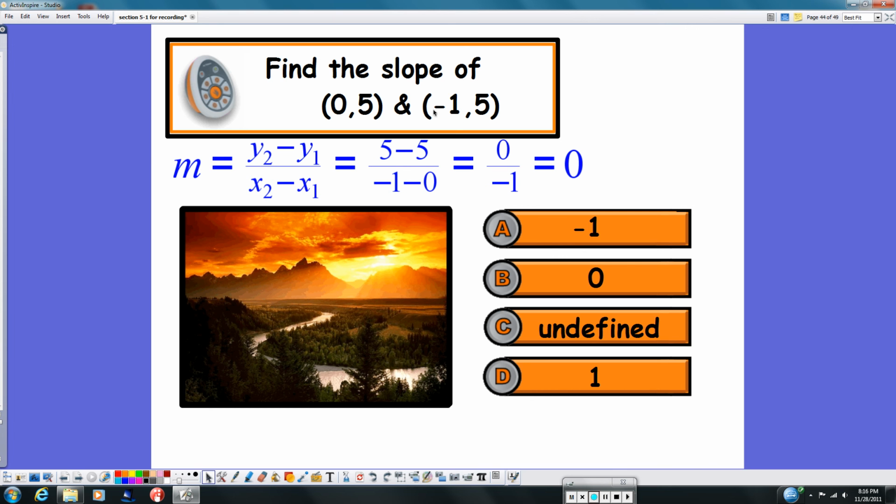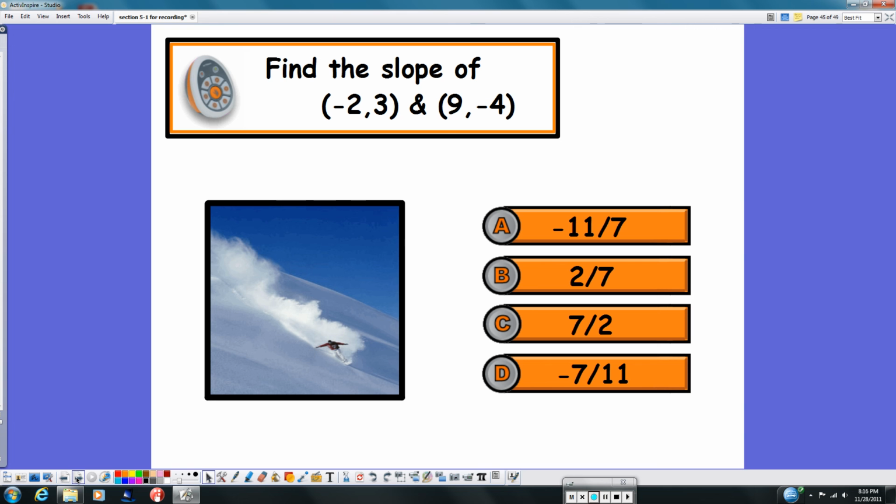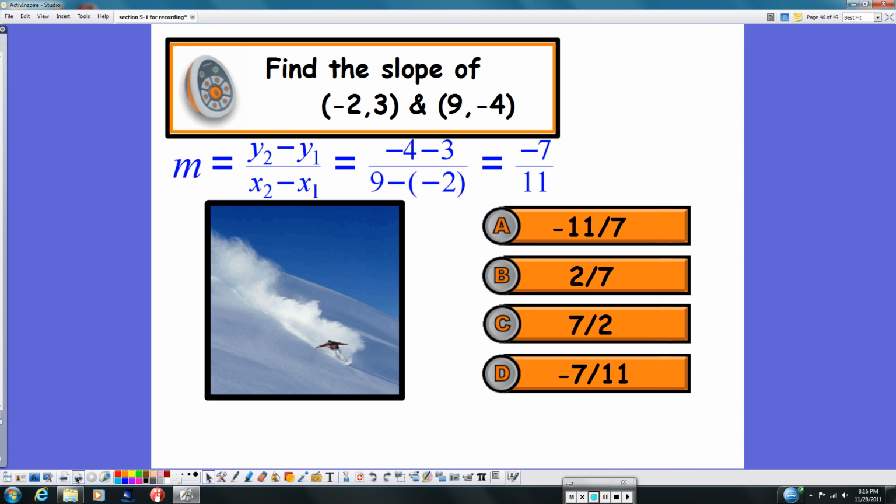Again, we're going to take y2 minus y1, 5 minus 5, negative 1 minus 0 is negative 1. A 0 on top is okay. You can get a 0 on a test. Unfortunately, it's just a 0%, so that would be a 0 slope. One more. This one has a slope of negative 7 over 11.